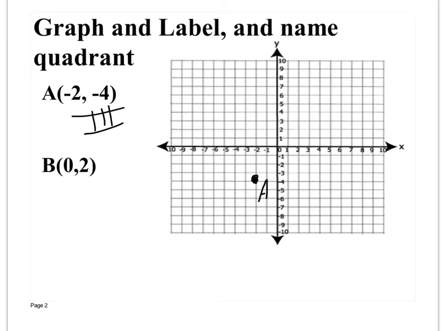B is at 0, 2. So I've graphed, I labeled. What quadrant is this in? It is not a quadrant, it's on the y-axis. The book answer will say none, but this is what I want. Y-axis. Okay? It is in between 1 and 2, so how could it be in a quadrant? It can't be. It's on an axis. If it was on the x, write x-axis.